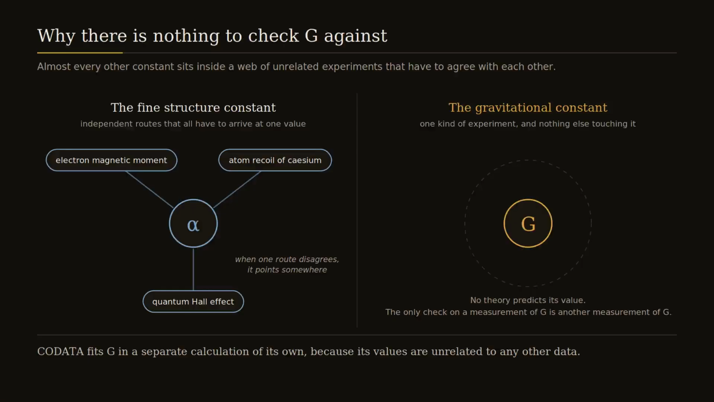CODATA, the committee that publishes the internationally recommended values of the constants, states it plainly. "Values of the gravitational constant are unrelated to any other data and are handled in a separate calculation of their own." No theory predicts what it ought to be. The only way to check a measurement of big G is against another measurement of big G.